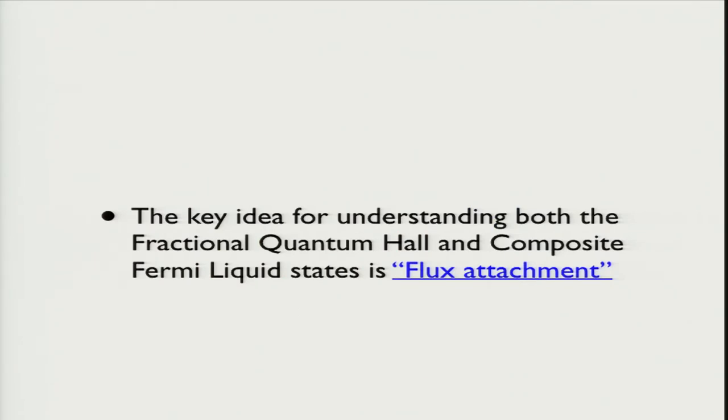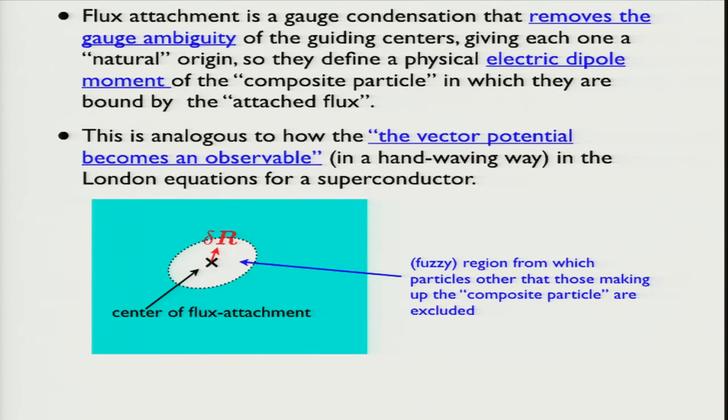So, as I say, the key idea of what's going on here is flux attachment. In some sense, flux attachment is a gauge condensation that removes this gauge ambiguity of the guiding centers. Once flux attachment has occurred, every particle has a natural origin, which is the center of its flux attachment, a natural origin with respect to all the other particles. And this means that the displacement operator becomes physical. There was no meaning to the displacement operator if there's no natural origin to displace against. Once you've got one, the displacement operator becomes the electric dipole moment of the composite object.